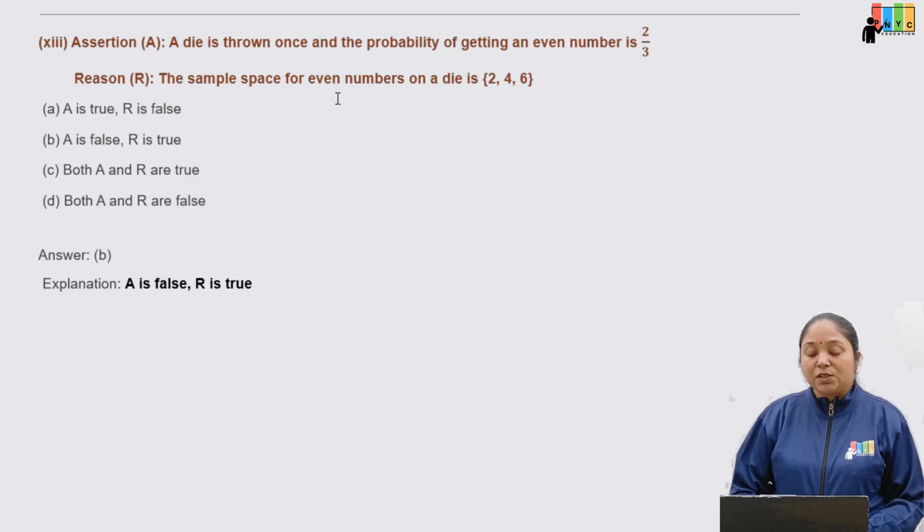The sample space for an even number on a die is 2, 4, 6. So on a die the sample space for an even number is 2, 4, 6, the correct statement. That means your A statement is false and R statement is true. That means option B is correct, that is A is false and R is true.